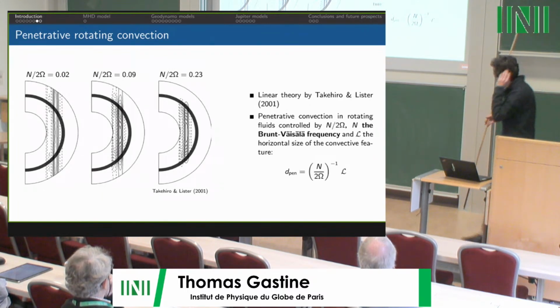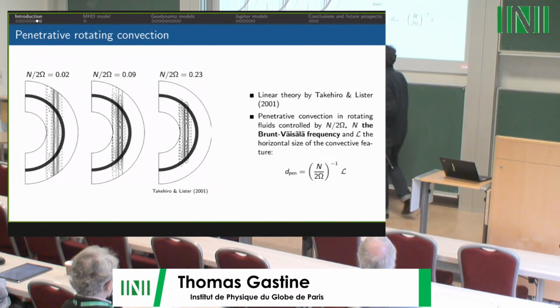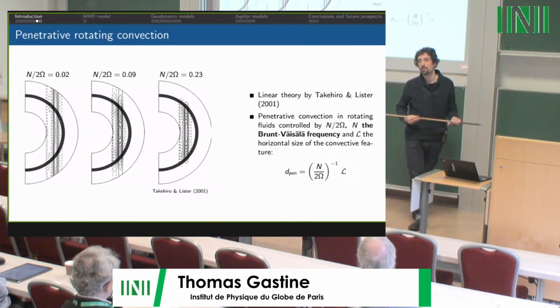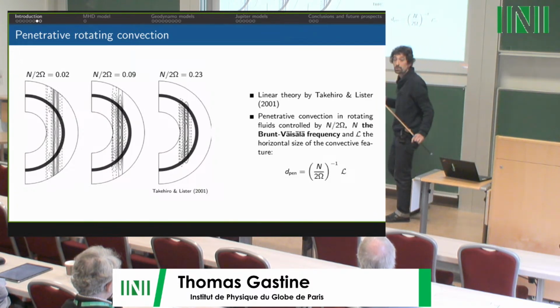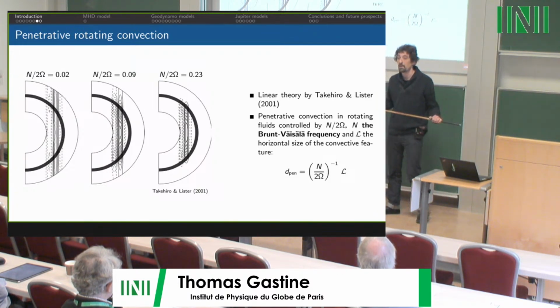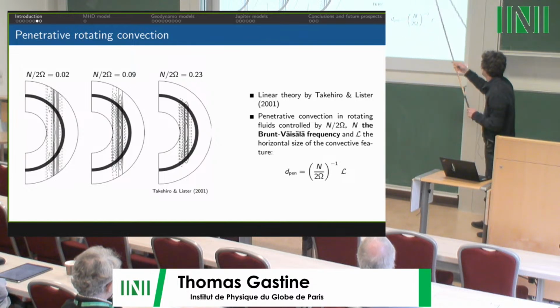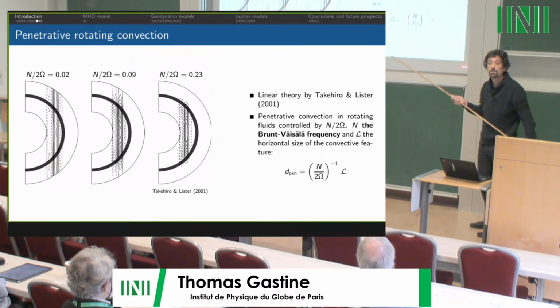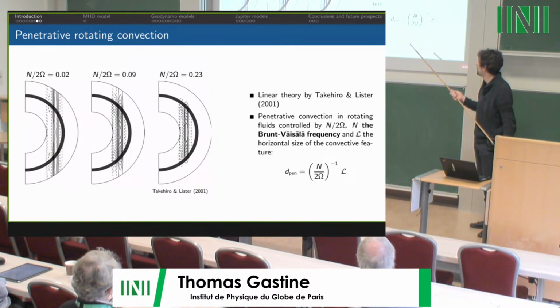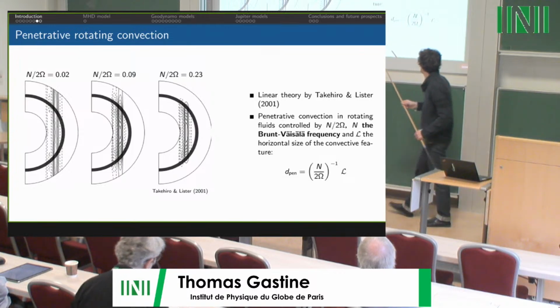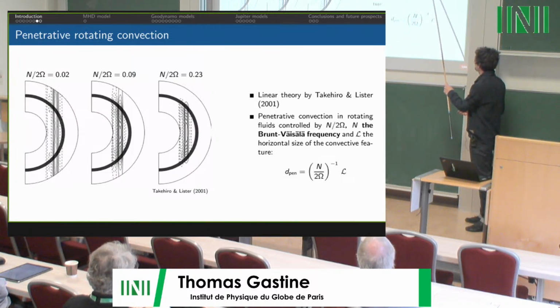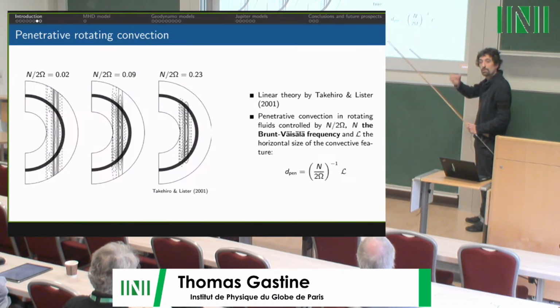So what could be the physical effect of such a layer? We are talking about planetary interiors which are heavily rotationally constrained, with low Rossby number. So the question you want to ask is how rotating convection penetrates into a neighboring stable layer. And this question has been addressed by Takehiro and Lister in 2001. They considered a linear model, and they showed that the distance of penetration of convective structures is directly controlled by the ratio of the Brunt-Väisälä frequency over the rotation rate, and also depends on the horizontal size L of the convective columns that impinge into the stably stratified layer.